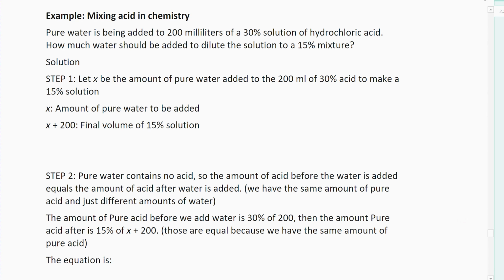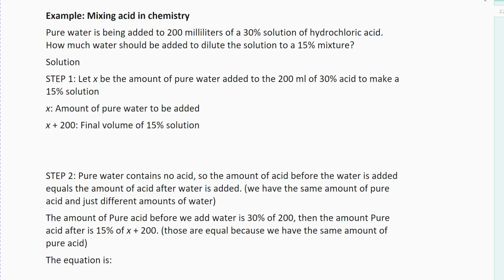Okay, so this is going to be a mixture problem, mixing acid in a chemistry class. If you've ever taken a chemistry class, you would have done something like this in any basic chemistry class. All right, so we're mixing acid to dilute the solution. That's what we're doing, we're diluting.